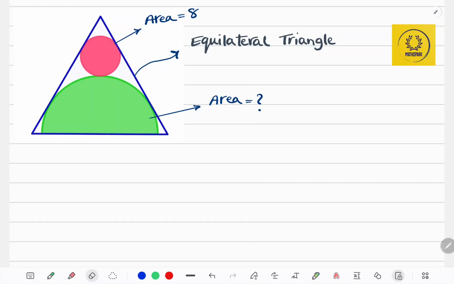Looks like a fun one. Can you find the area of this green semicircle? Join me to figure this out.